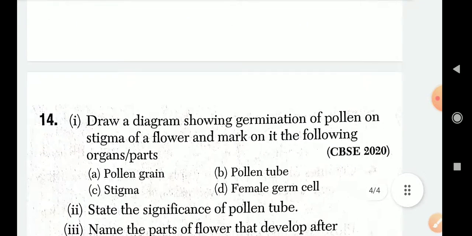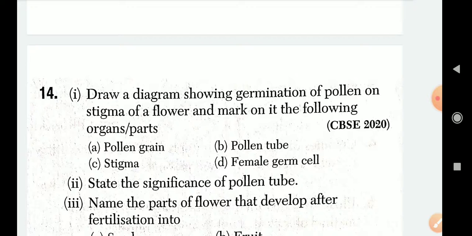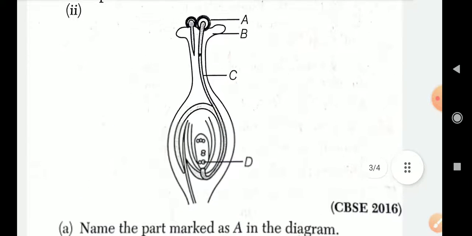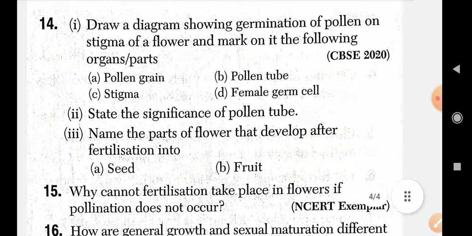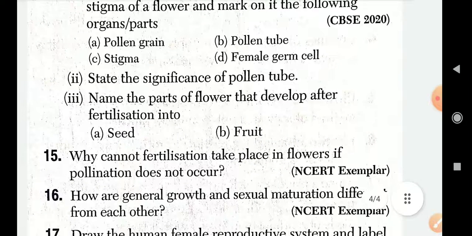Okay. Now next question. Draw a diagram showing the germination of the pollens on the stigma of a flower and mark on it the following organs or parts. So this we can do with the help of the same question given here. This is already drawn, so you can make something similar, right? And you will mention pollen grain, stigma, pollen tube and female germ cell, right? State the significance of pollen tube. The same question is there. Say pollen tube is responsible to carry the male gamete to the female gamete inside the ovule.